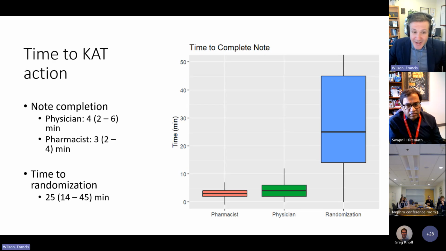It's actually pretty quick. People are surprised. We track how long it takes our physicians and pharmacists to do this. It's about 4 or 5 minutes. They're not writing a full consult. They're not doing a physical exam. They just need to tell you what the next steps are to get the ball rolling in terms of AKI. It's pretty efficient. And people get randomized within 25 minutes of AKI being developed, which is pretty good.